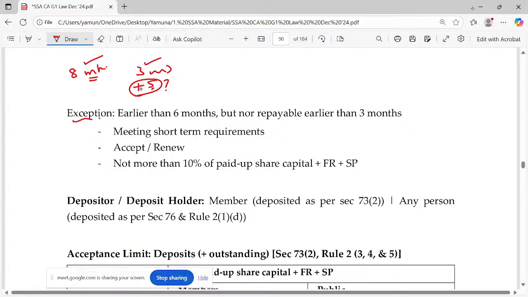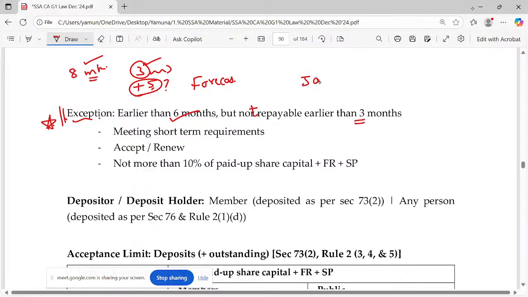Not necessary. So, if you want to go for foreclosure, as per the period mentioned, you want to close before the time. In that case, yes, you can close, but at least you need to have it for 3 months. Okay. Exception, please note this point. Earlier than 6 months, you can replace, Anna. Yes, you can replace, but not repayable earlier than 3 months.